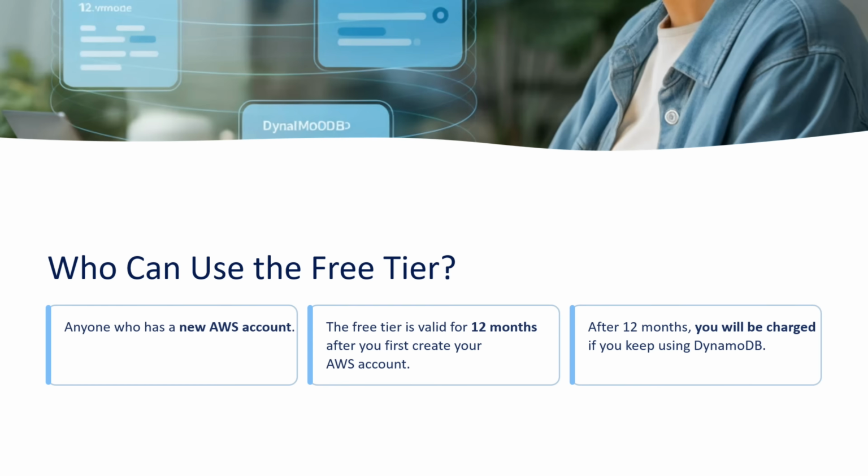Who can use the free tier? Anyone who has a new AWS account can use the free tier. The free tier is valid for 12 months after you first create your AWS account. After 12 months, you will be charged if you keep using DynamoDB.